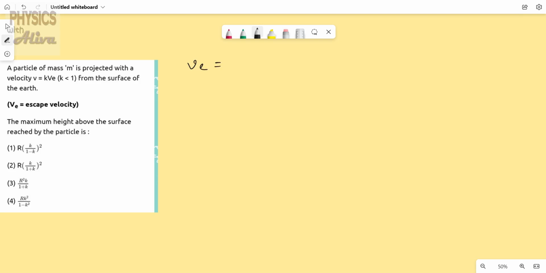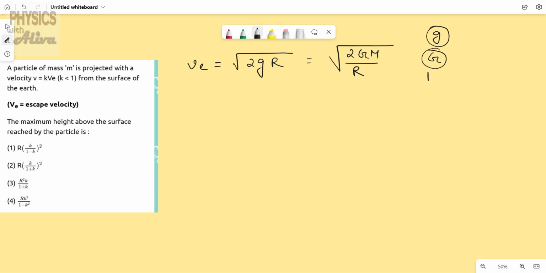We should know the formula of the escape velocity. The formula of the escape velocity is root over 2gR, or we can write it as root over 2GM by R, where small g is the acceleration due to gravity, capital G is the universal gravitational constant, capital M is the mass of the earth, and capital R is the radius of the earth.